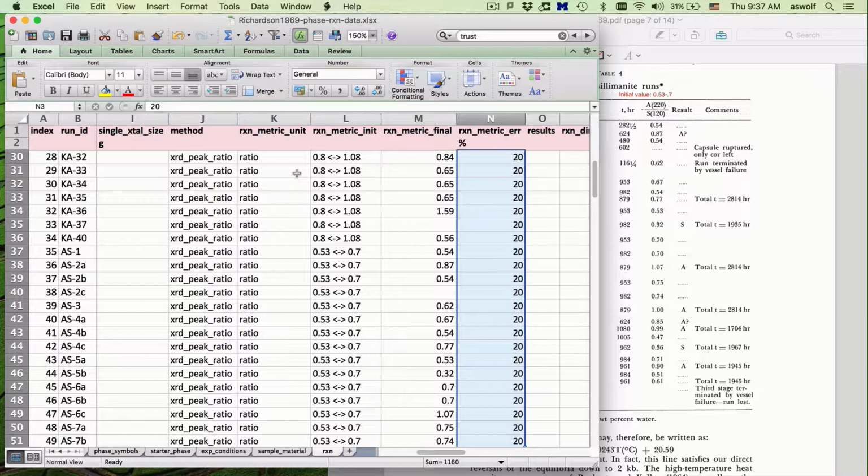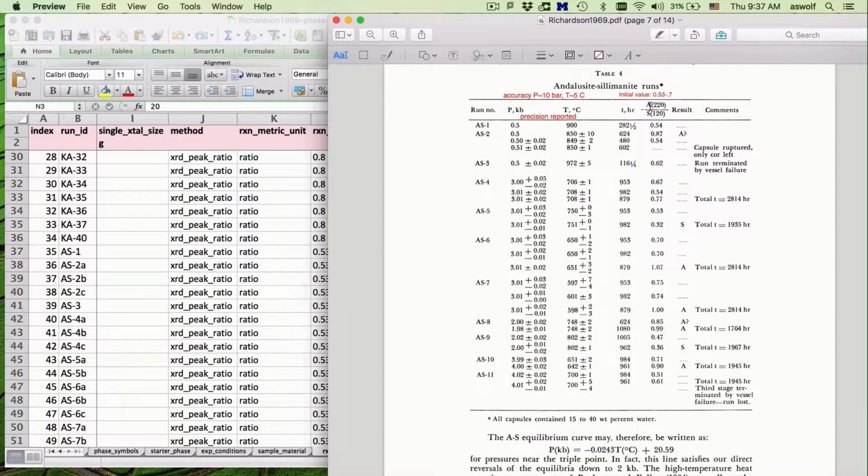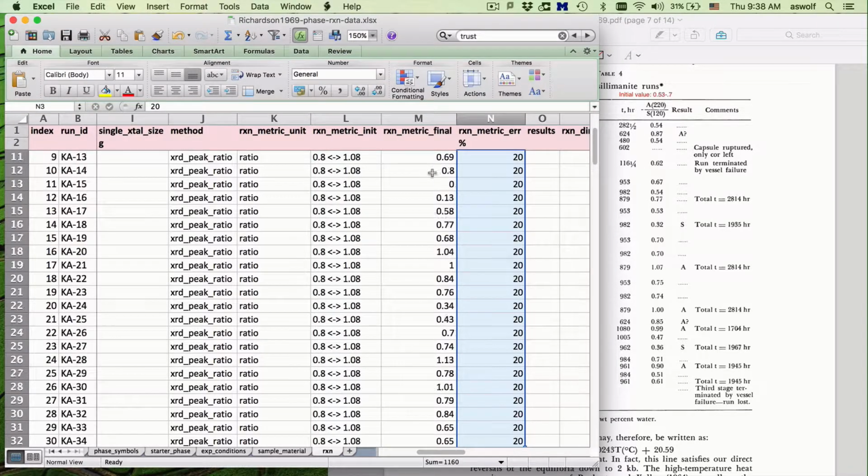The units is ratio. It's a unitless quantity. And then we need to store what the initial and final values for that reaction metric are, this peak ratio. The final values are very easy. Those are just the ones stored in the appropriate column of the table. And so I've copied those down into this reaction metric final column.